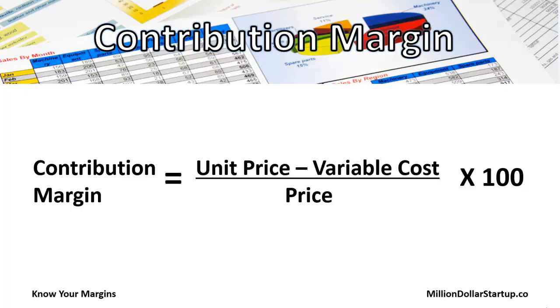So the way you calculate contribution margin is you take the unit price minus the variable cost and you divide that by the price, and then to get a percentage you multiply that by 100.